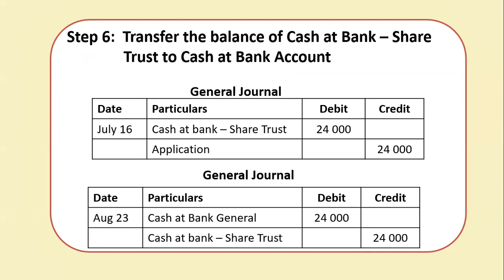on the August 23rd, the entries of the transfer of money from general to cash at bank will be debit cash at bank general and credit cash at bank share trust. Share trust was debited on July 16th. Now it's credited. So when you do the balancing off, this account will be closed. There's nothing left in the temporary account. Why? Because now they have transferred the money to the permanent account, which is called the cash at bank general. So that's when the allotment is actually given out to the shares, it's actually allotted to the shareholders.